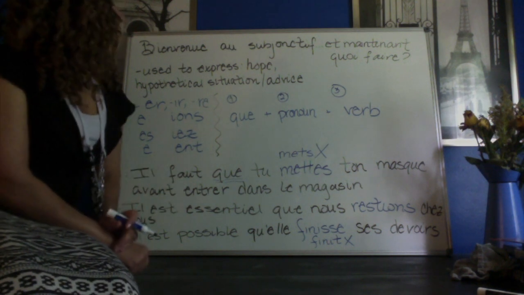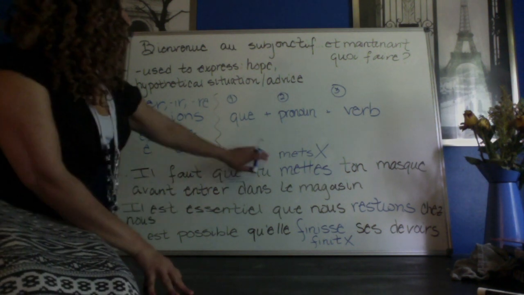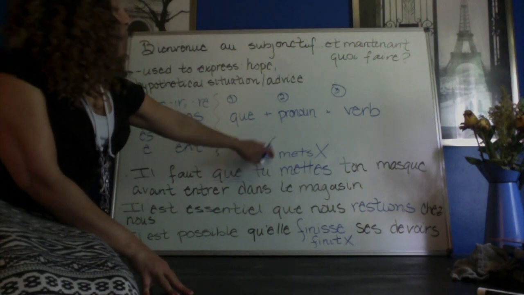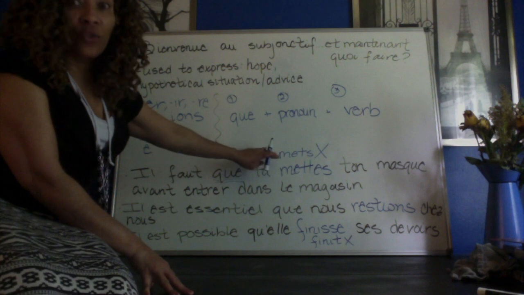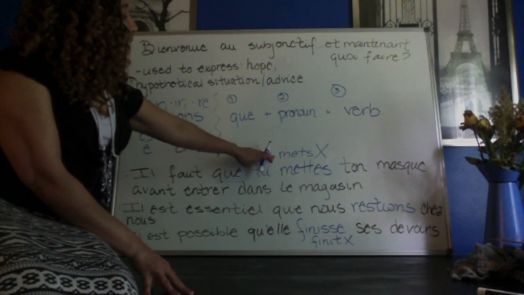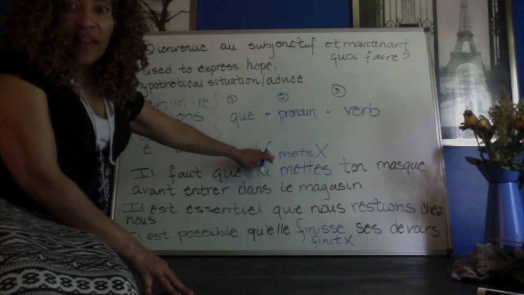Avant d'entrer dans le magasin, c'est correct. Okay, so what do we see here? So here, what I've done is I have put an X next to the present tense of the regular verb, of what it normally looks like, right? So if you were to put that there, VHL would mark it incorrect.